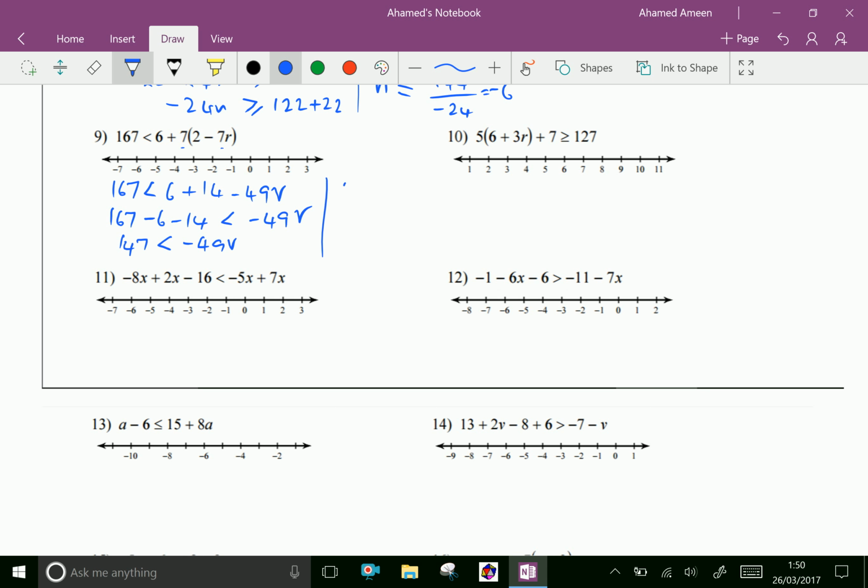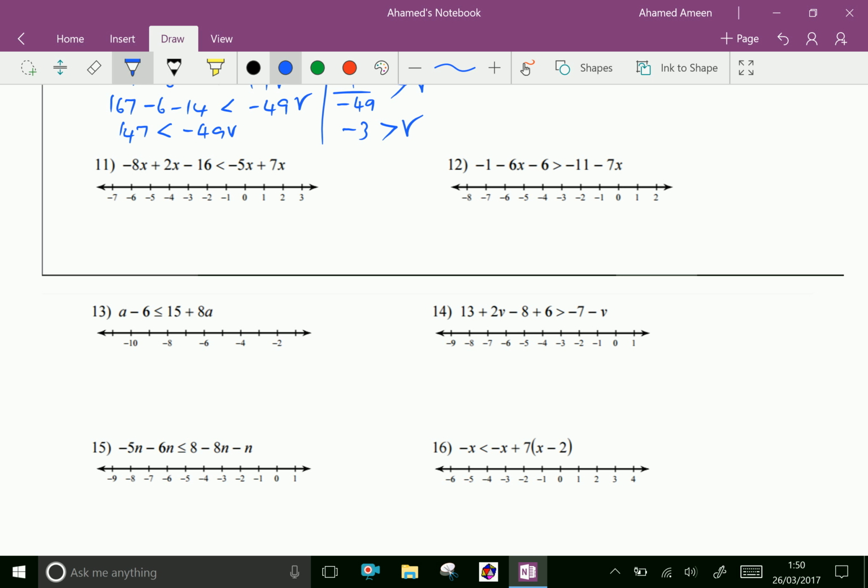Then 147 over minus 49 is greater than r. 147 over 49 equals 3. Therefore, 147 over minus 49 is minus 3, which is greater than r. Then minus 3, greater side, right side.